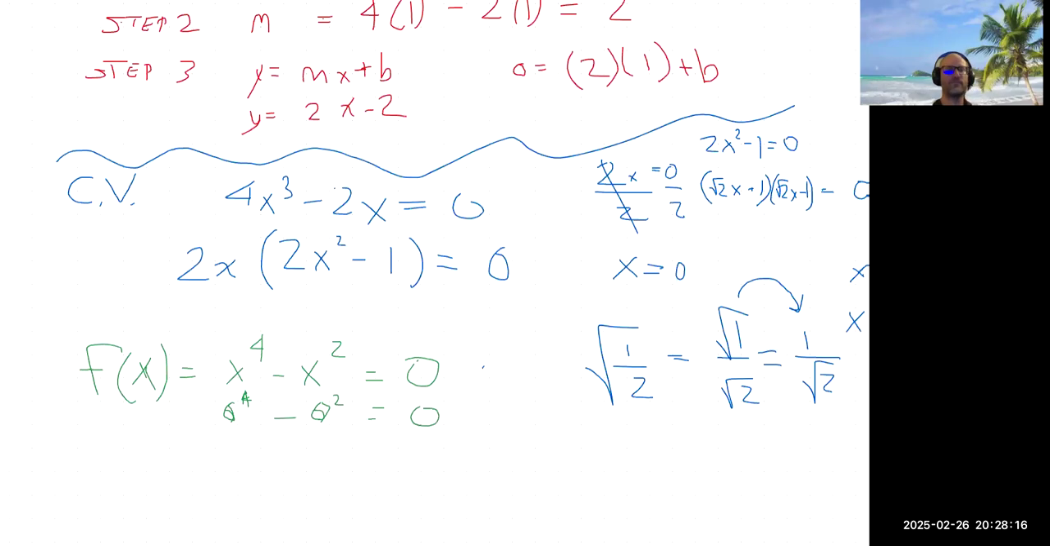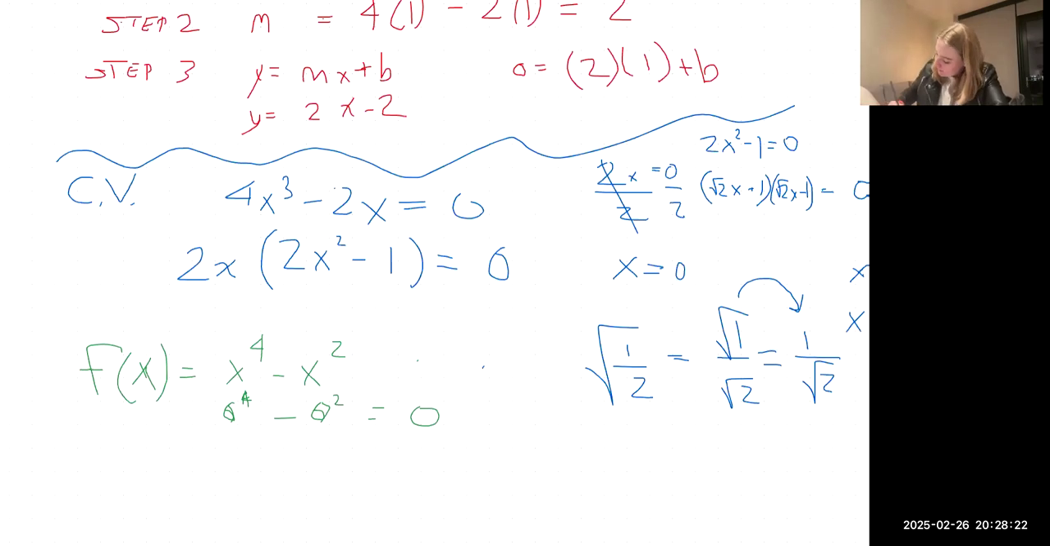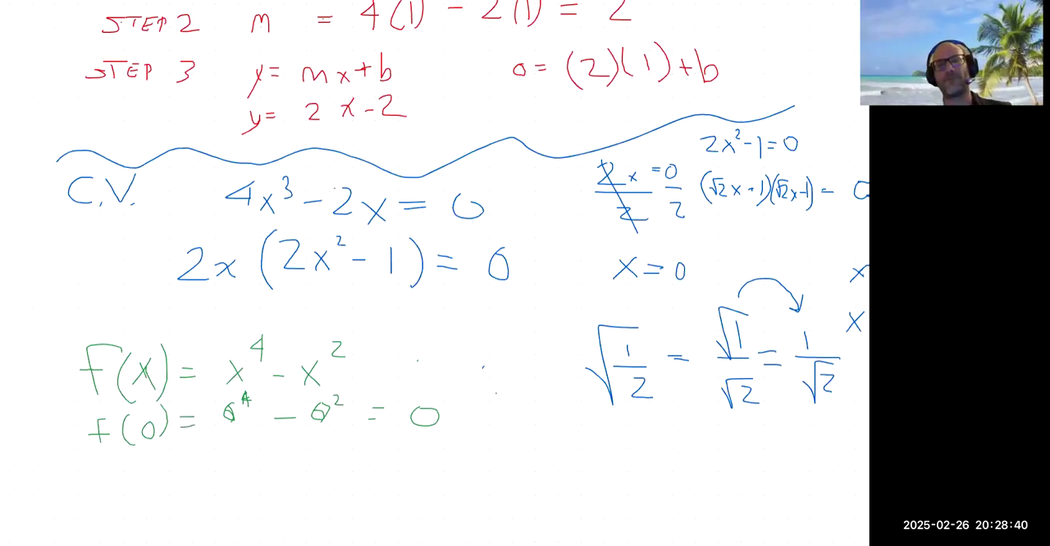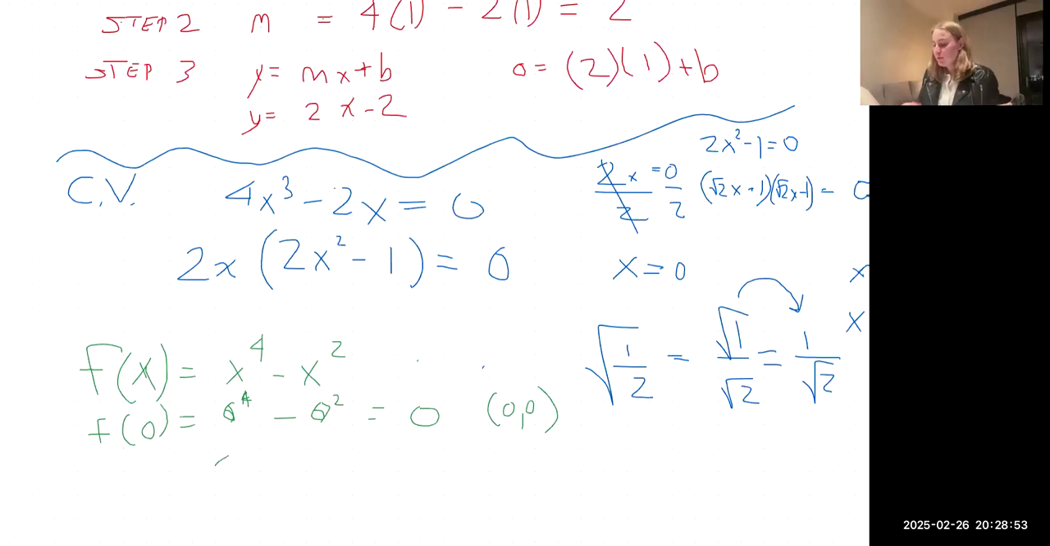Oh, this is not actually hard. It's just the processing of it. So 0, 0 is one of our critical points. And then we're going to do the same thing with the square root of 1 over 2.